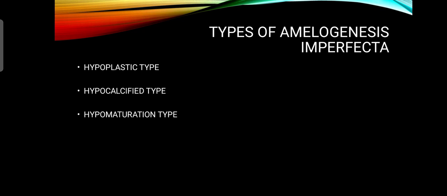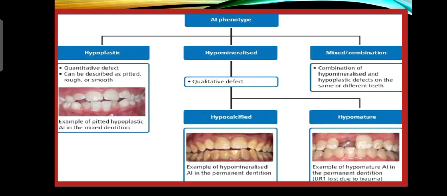Now, based on these three types, their clinical features are different, their radiographic features are different, and the treatment is also different. Now, AI stands for amelogenesis imperfecta. It can be hypoplastic, hypomineralized, or a mixed combination. In hypomineralized, there can be hypocalcified or hypomature. Hypoplastic can be described as pitted, rough, or smooth.